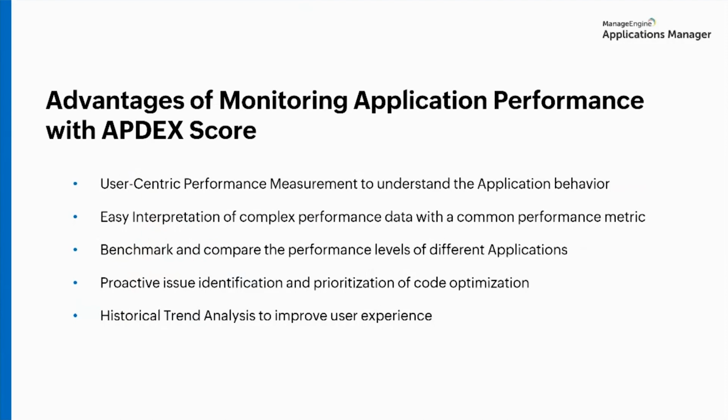The fourth one is proactive issue identification and prioritization of the code optimization. So, when the performance falls below the acceptable levels, the Apdex score will help you identify the critical transactions with low scores, and it will also highlight the areas for code optimization. So when an alert is triggered, it will enable quick issue identification and also improve the key transactions that are impacting the user satisfaction.